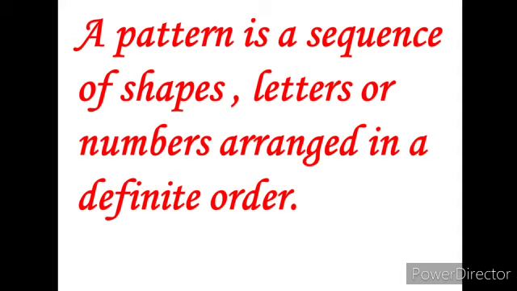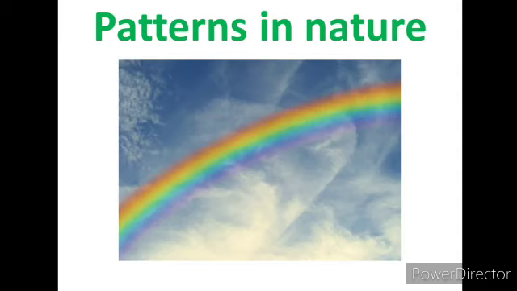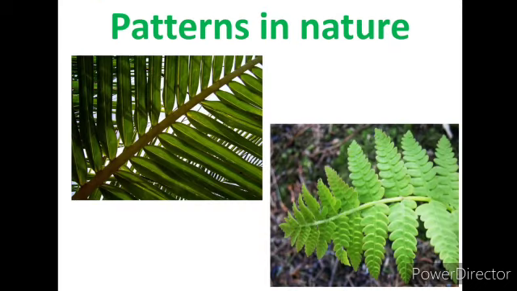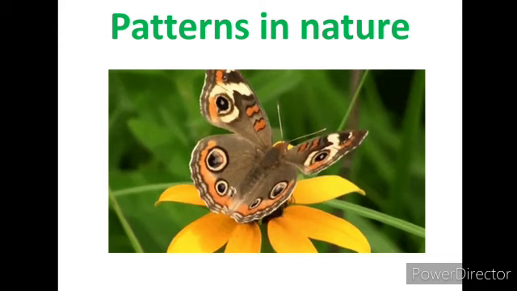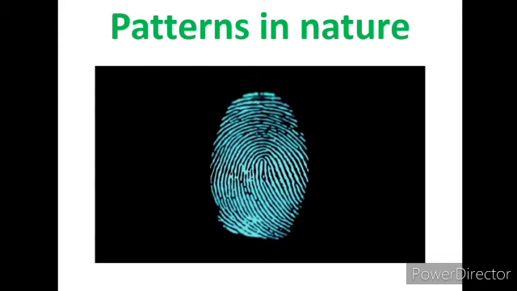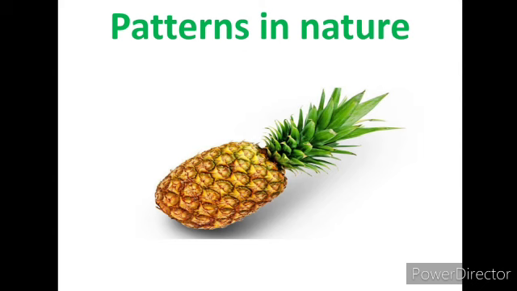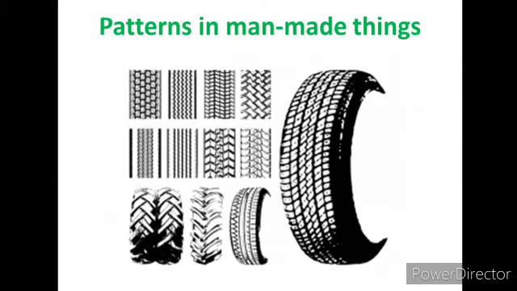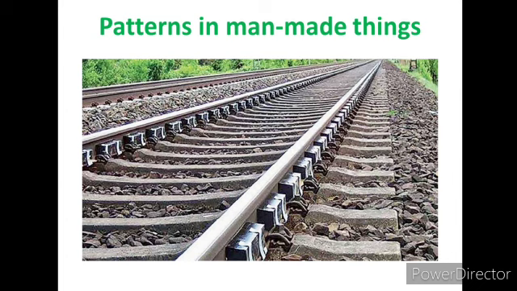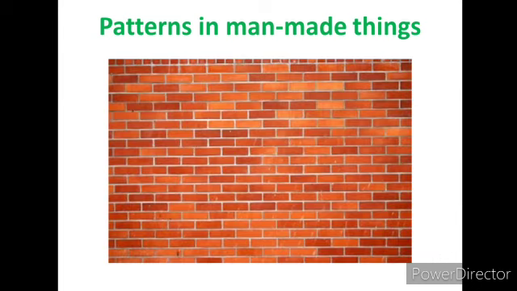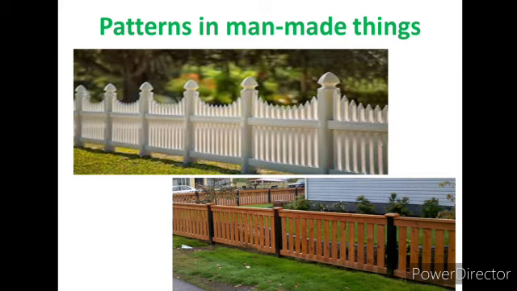Patterns are all around us. They are either man-made or natural. Now, we can see few examples of patterns in nature and patterns in man-made things. Patterns in nature: rainbow, leaf, petals of flowers, butterfly, human fingerprint, peacock feather, pineapple, etc. Patterns in man-made things: tire prints, railway track, brickworks, fences, rangoli, cloth, etc.